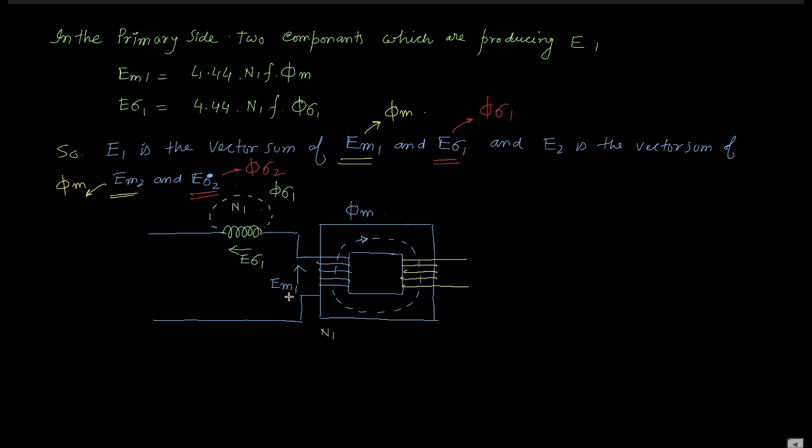Now EM1 plus E sigma 1, you can say that this point is nothing but E1. In these two terminals E1 is produced, which is the vector sum of E sigma 1 and EM1. You got my point?